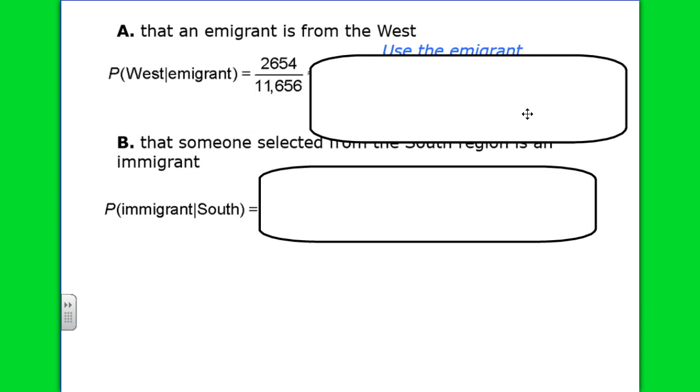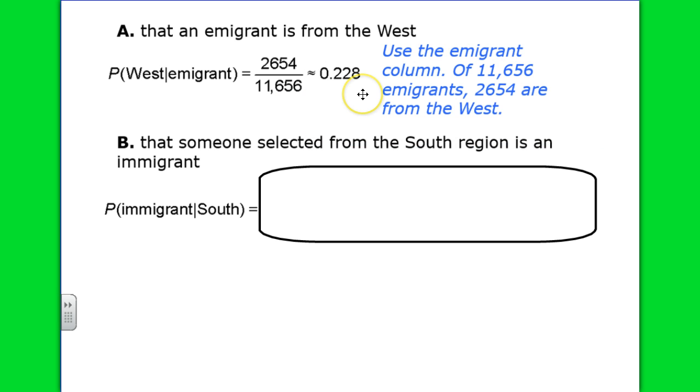Find that an immigrant is from the West. So out of all of the total immigrants, right? And what do you think that is approximately? This rounds to 3,000, this rounds to 12,000, right? So it's like 1/4, or yeah, 23%.